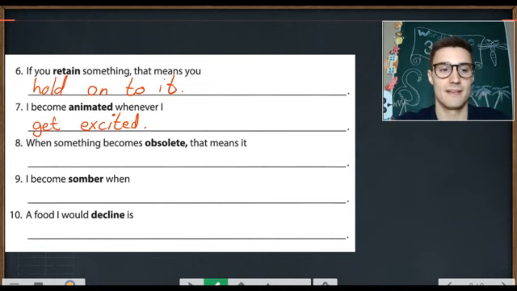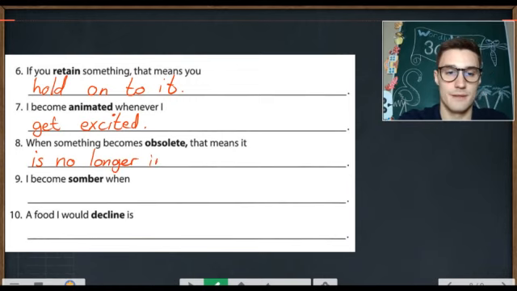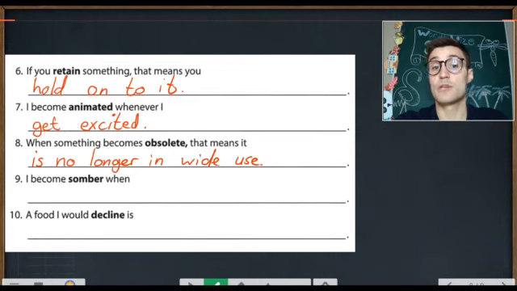That's animated. Number 8. When something becomes obsolete, that means it is no longer in wide use. It is no longer needed. It is no longer being made. It is no longer wanted. It is out of date. There, I gave you a few other ways of saying it. That is called paraphrasing. Taking a sentence, saying the same thing, but with your own words.